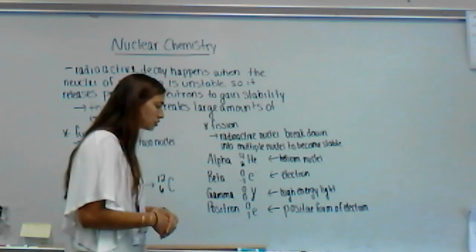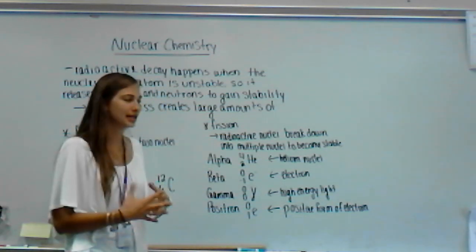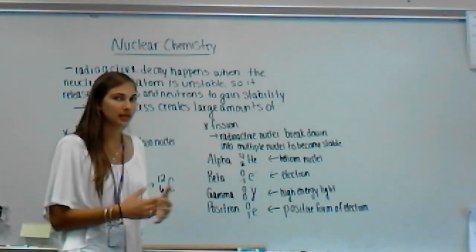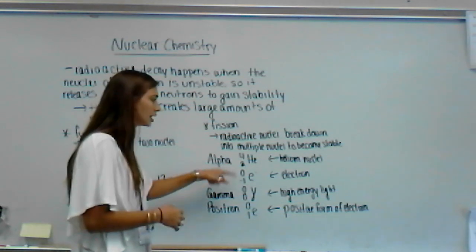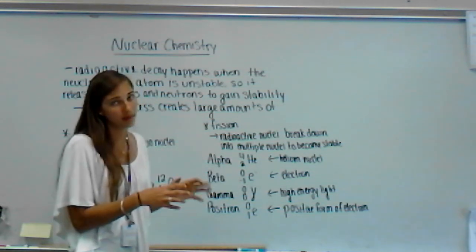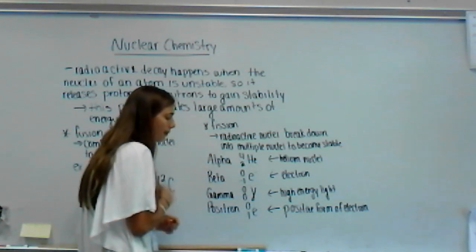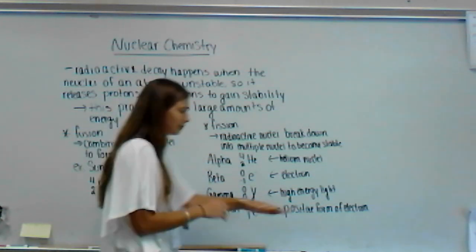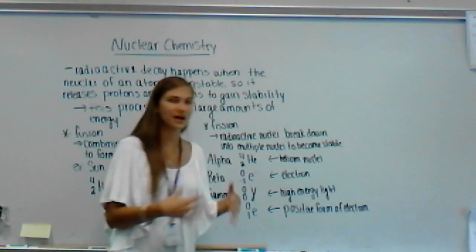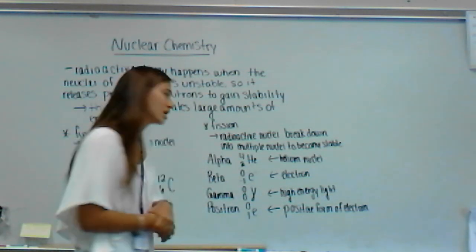Now the last one is a positron. And now a positron, it's not a proton. It has the same mass as an electron, so a very extremely small mass that would be almost considered 0. But instead of it being negative, it's in turn positive. So to simplify it here, it's kind of the positive form of the electron.